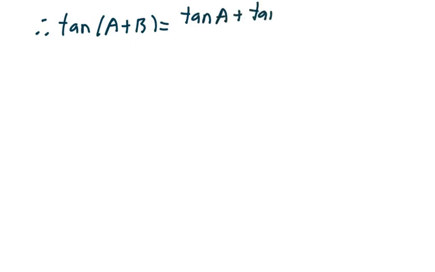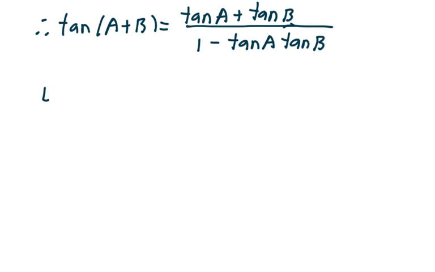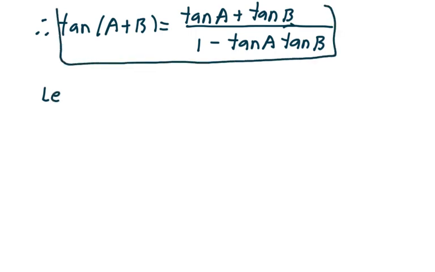So what that says is tangent of A plus B is tangent A plus tangent B divided by 1 minus tangent A tangent B. Now, this is, again, the identity.